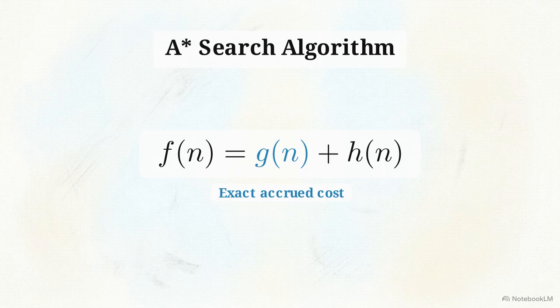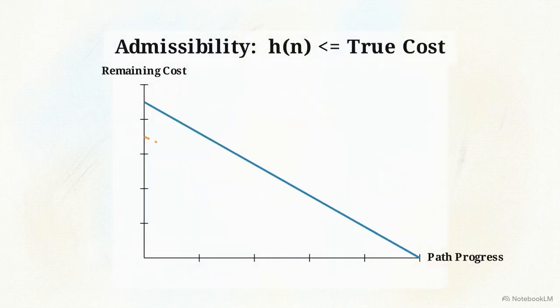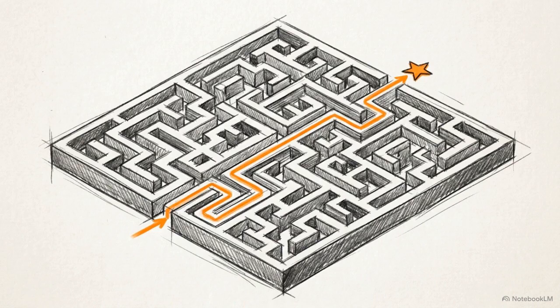A-star evaluates a node by adding the exact accrued cost of the path so far to the estimated remaining cost to the goal. As long as the heuristic never overestimates the true remaining distance, a property called admissibility, A-star is mathematically guaranteed to find the perfect route with minimal wasted computing power.